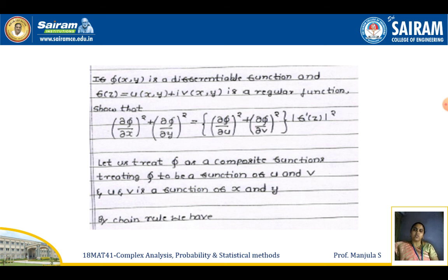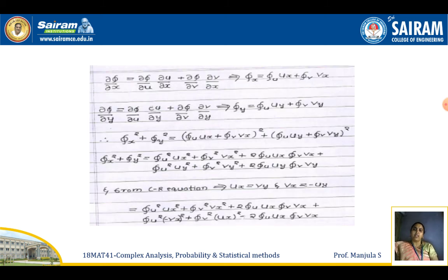Here, to prove this, you just treat φ as a composite function, a function of u and v, where u and v are functions of x and y. With the help of the chain rule, we can define ∂φ/∂x as ∂φ/∂u ∂u/∂x plus ∂φ/∂v ∂v/∂x. In terms of suffixes, φx equals φu ux + φv vx, and ∂φ/∂y can be written as ∂φ/∂u ∂u/∂y plus ∂φ/∂v ∂v/∂y. That implies φy equals φu uy + φv vy.